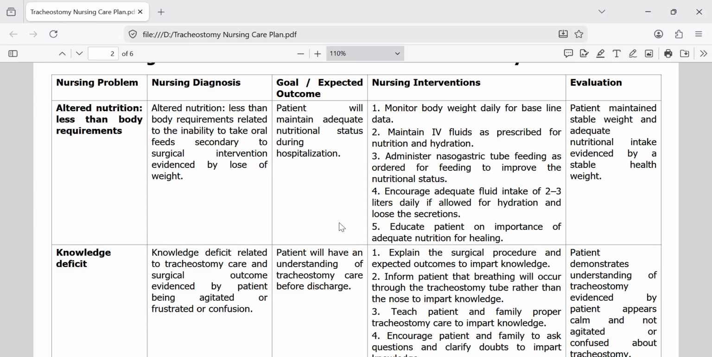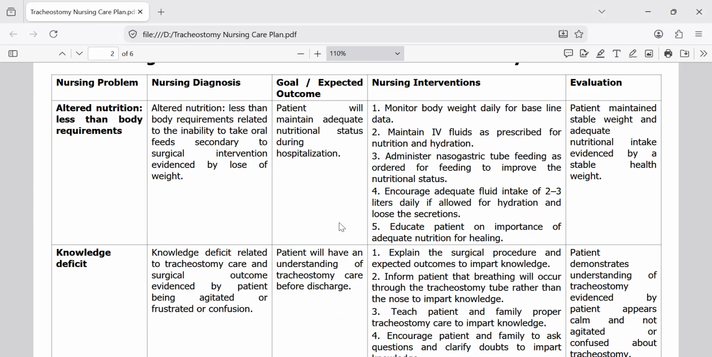Nursing diagnosis: altered nutrition, less than body requirement, related to inability to take oral feeds, secondary to surgical intervention, evidenced by loss of weight. So we are simply saying inability to take oral feeds, and this is secondary to the surgical intervention, or you can say the tracheostomy. Goal. What is the goal? Patient will maintain adequate nutritional status during hospitalization.